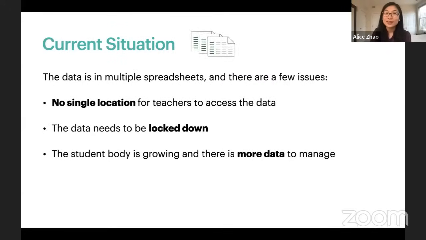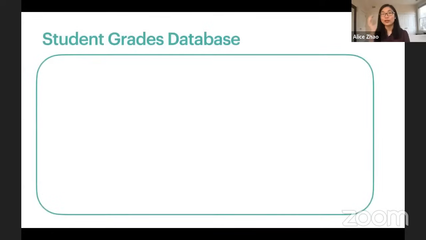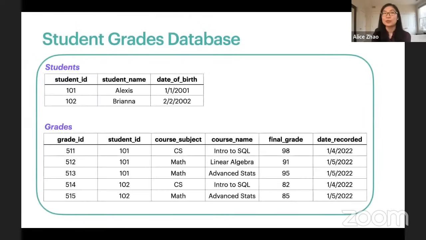A great solution for this is to come up with a student grades database. This is where you would have multiple tables to store your data. In this student grades database, there happen to be two tables. One has all the student information, including their names and their birthday, and then another one has a bunch of grade information. For every student, it lists the classes they've taken, the grade they got, and the date that grade was entered.